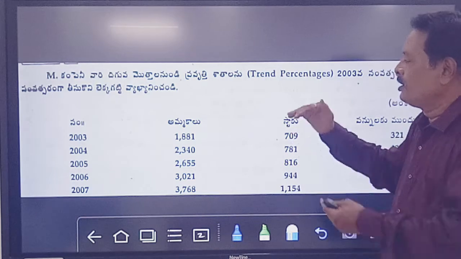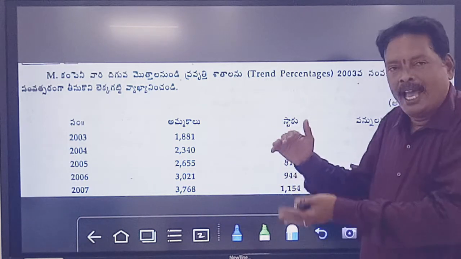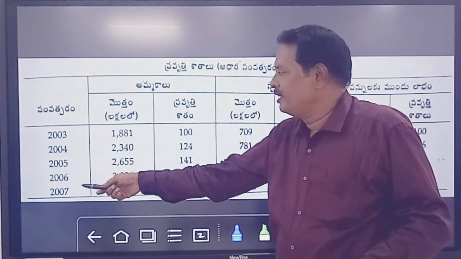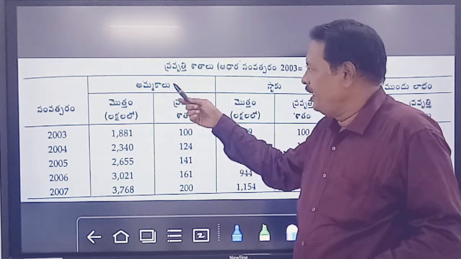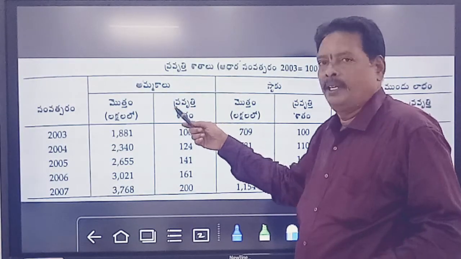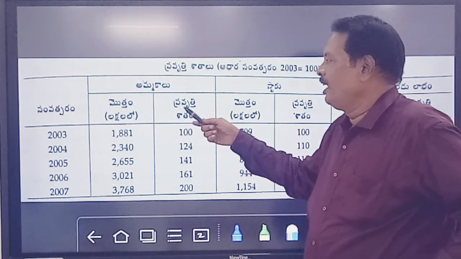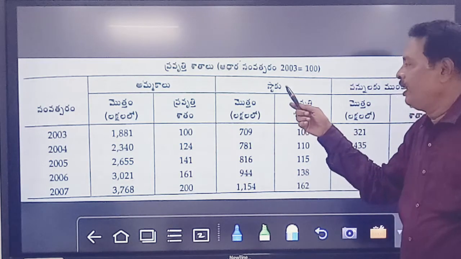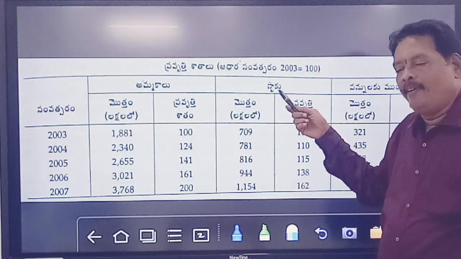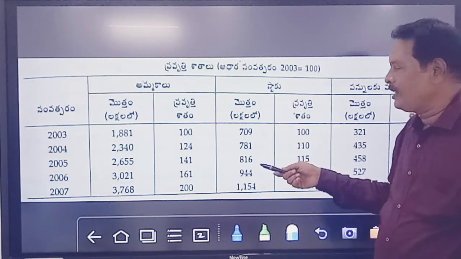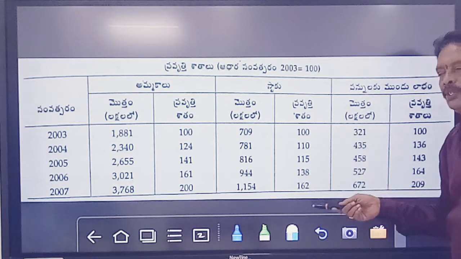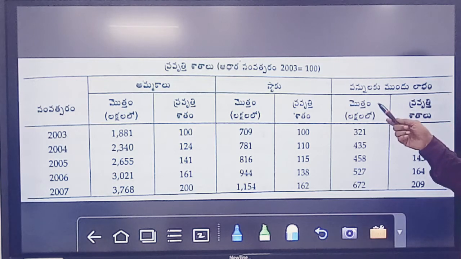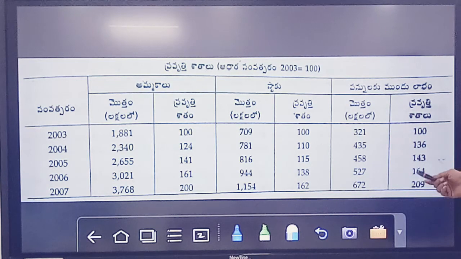You see here, simply write this question paper as it is in the answer sheet by putting these columns. First, years, 5 years, and sales. This should be divided into two columns. One is amount in lakhs, and another column is trend ratios or trend percentages. Like this, write stock, which can also be divided into amount in lakhs and trend percentages or ratios. Like this, profit before tax should be divided into two columns, amount in lakhs and trend percentages.